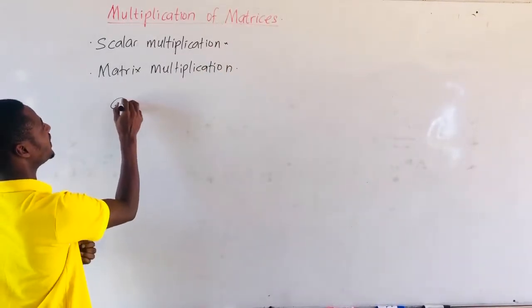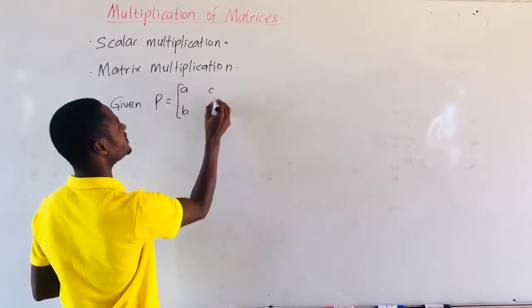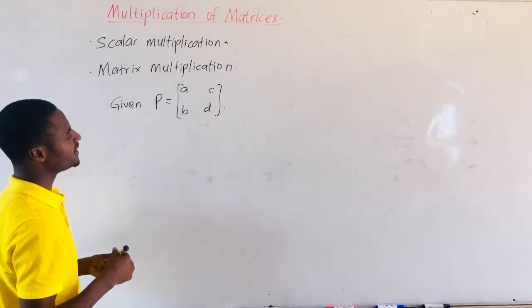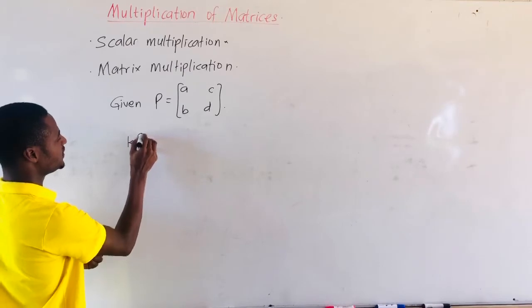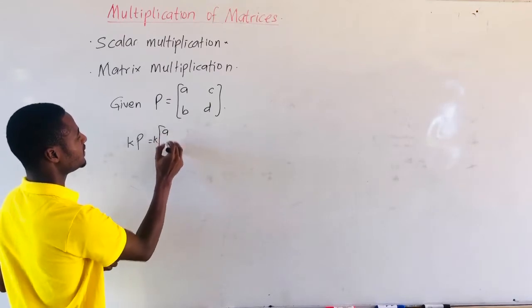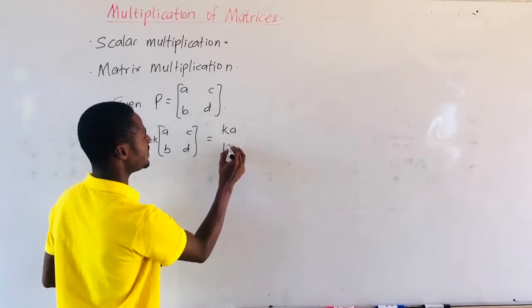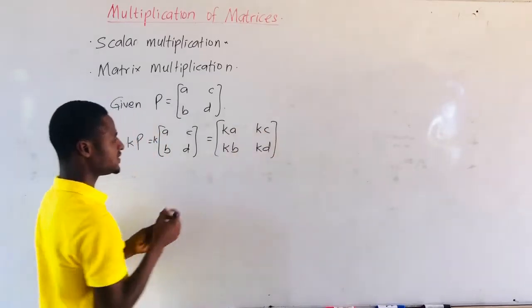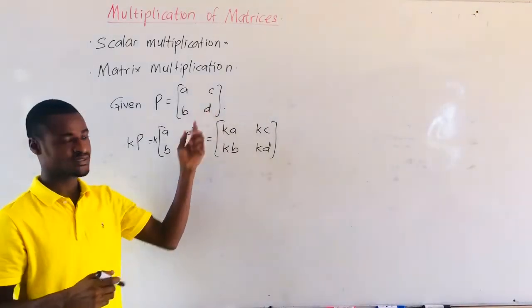If we are given a matrix P equal to A, B, C, D, and we want to multiply this matrix by a scalar, let the scalar be K. Then we will have KP, which is K times the matrix, equal to K times A, B, C, D. And that is going to give us Ka, Kb, Kc, and then Kd. This simply means that the scalar will multiply each element of the matrix.